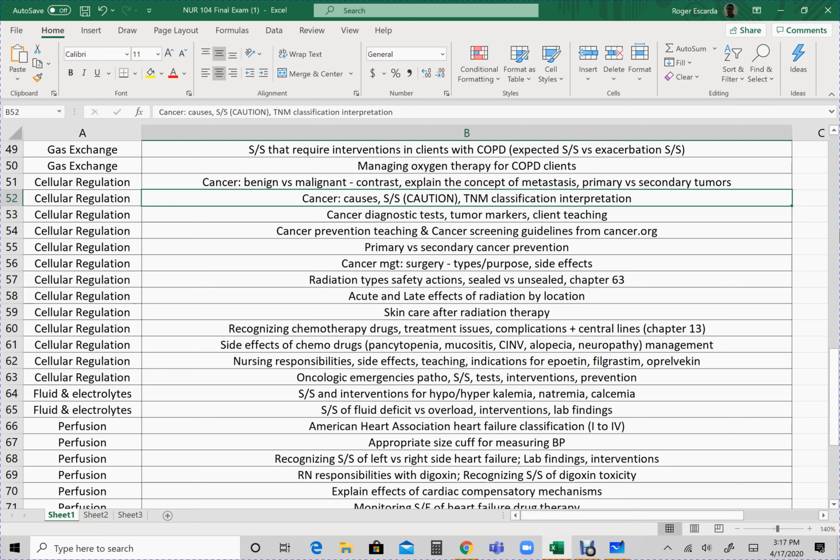And then causes of cancer, so we have physical, internal, and external carcinogens, the caution acronym, and classification, which is staging of tumors using the TNM classification. So it says here interpretation, so make sure you know what, let's say, T2N1M0 means. Okay.